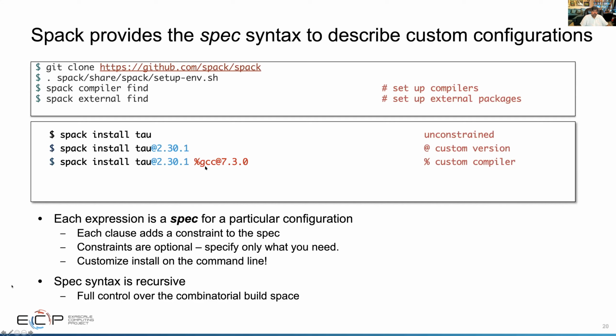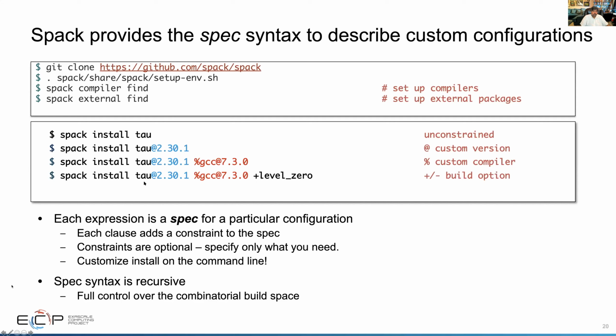You can also specify compilers. Now, what is great about Spack is that it understands different compilers, which are found in this step of spack compiler find. And you can specify a spec like this. You can say % for identifying a compiler, and then say gcc, at the @ symbol for the version, and then 7.3.0.